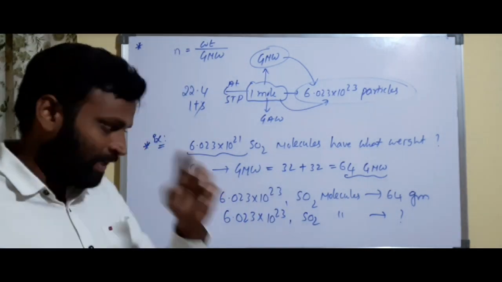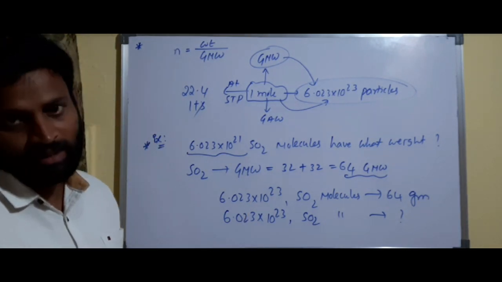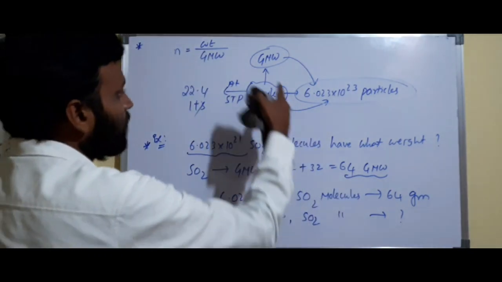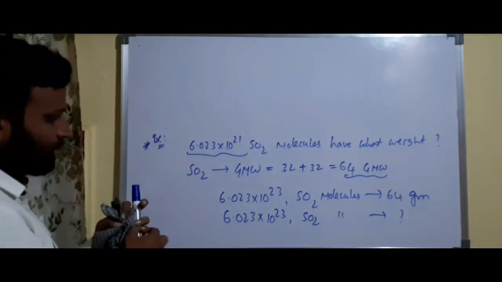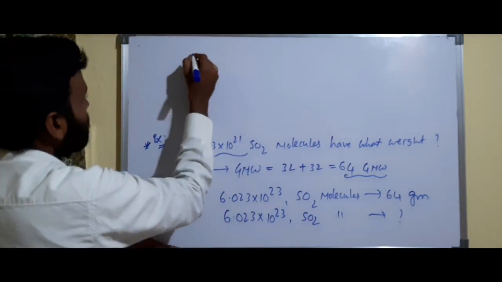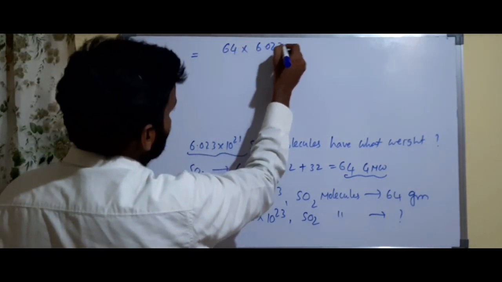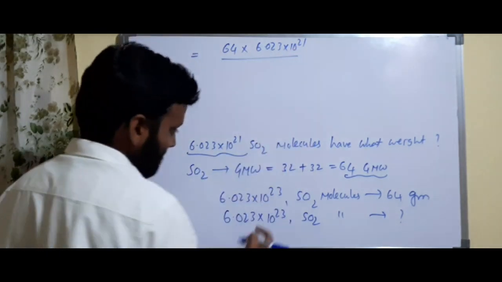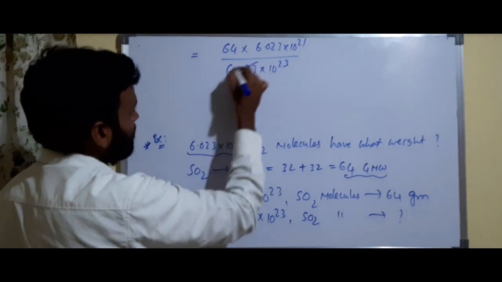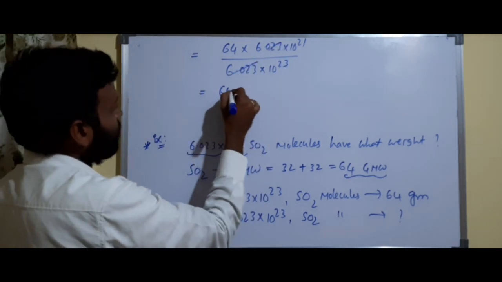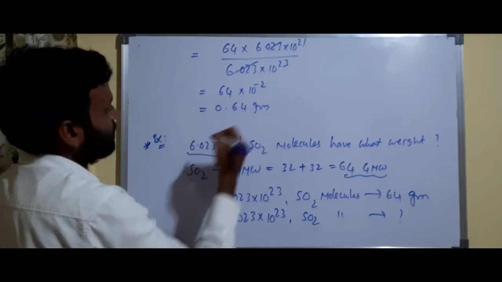So what to do now? Cross multiply. These two multiply, and divide with 6.023 into 10 power 23. So the final answer is 64 into 6.023 into 10 power 21 by 6.023 into 10 power 23. This and this will cancel. So 64 into 10 power minus 2, so 0.64 grams is the weight.